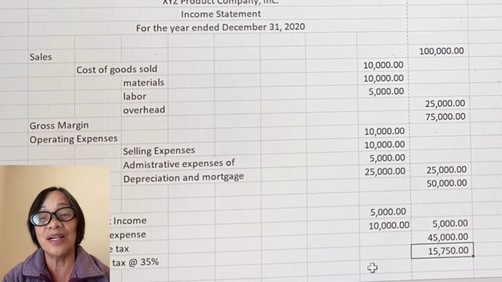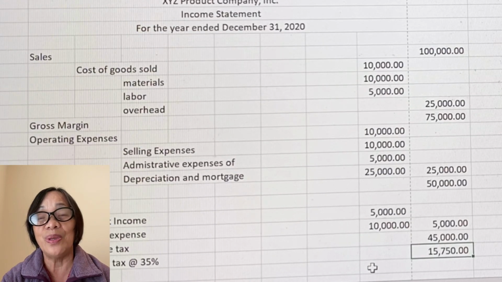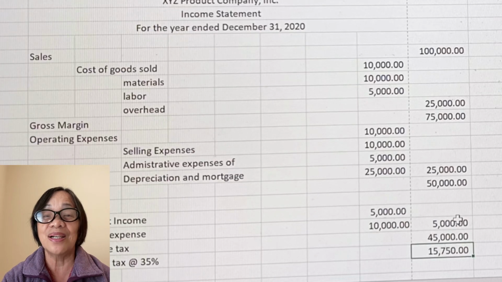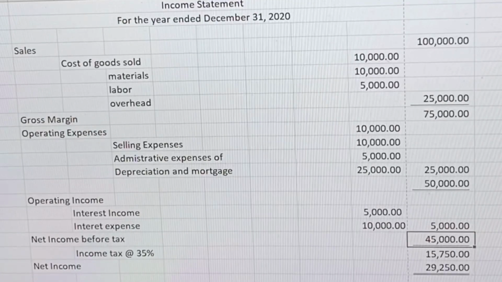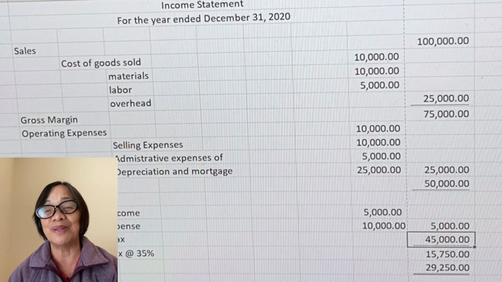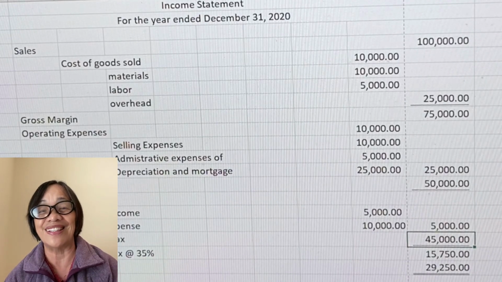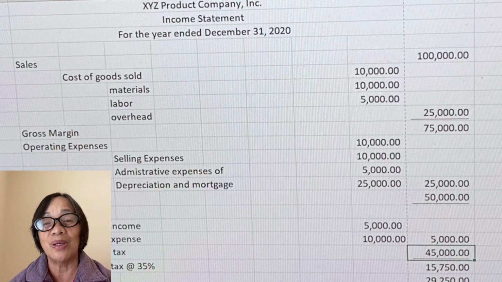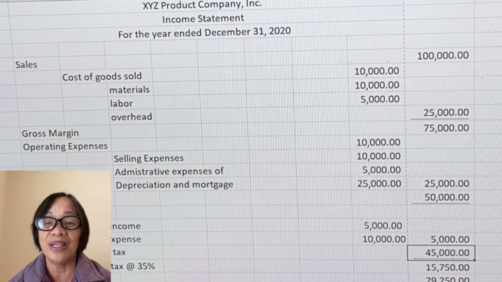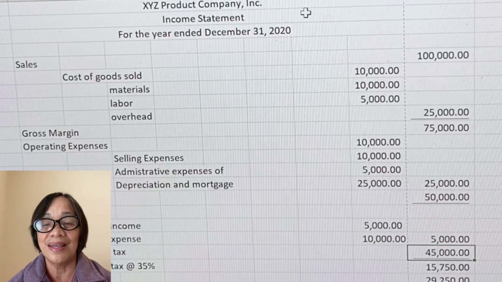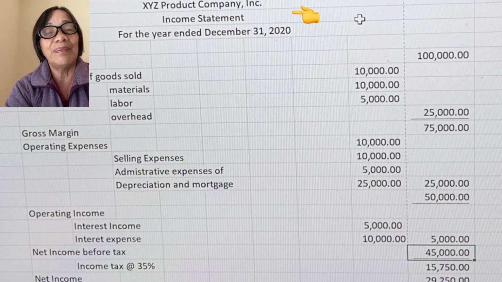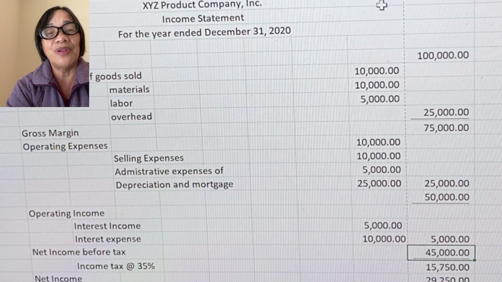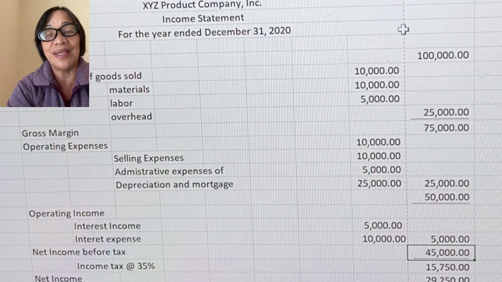And then let's deduct all operating expenses. So let's deduct all our operating expenses, and we have here direct labor. So let's talk about the complete income statement for a better understanding. Financial statements always have their headings. Our heading here is XYZ Product Company Inc. We have a title of Income Statement. And since we are reporting an annual report, we type here for the year ended December 31, 2020.